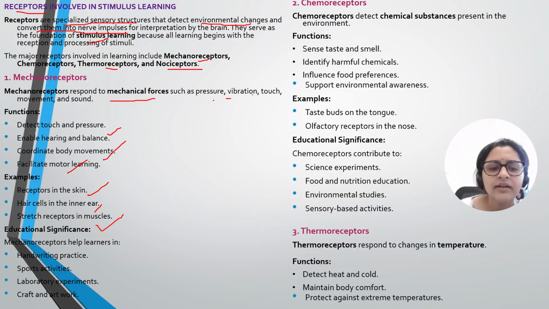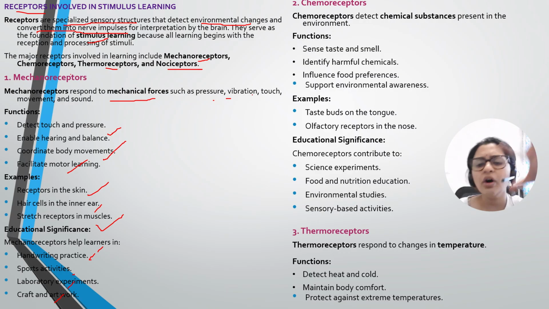Then what is its educational importance? Handwriting practice, sport activities, laboratory experiments, crafts, and artwork. All these require touch, movement, such kind of things, no? Then chemoreceptors, they respond to chemical substances present in the environment. They help in sensing taste and smell. They help in identifying harmful chemicals. They influence food preferences. You like certain foods, you don't like certain foods. That is because of the chemoreceptors.